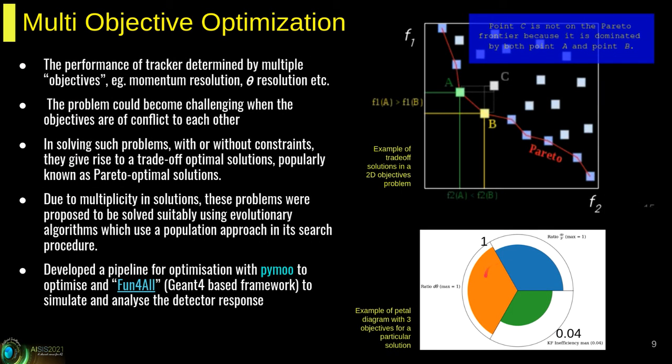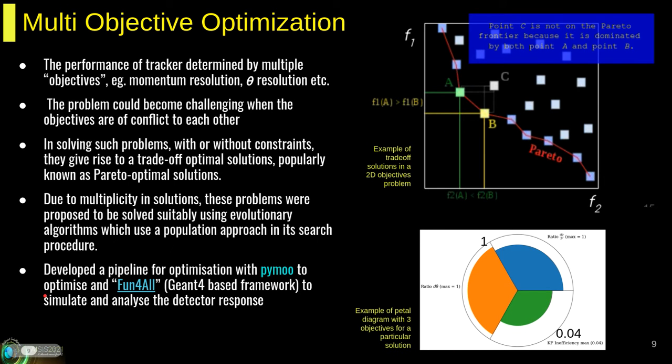Here is the petal diagram used to visualize the solution to the tracking problem. The blue and the orange petals are the ratios of the AI suggested design point resolution to the baseline. So, the smaller the radii, the better the performance of the new design point. The green petal is the Kalman filter inefficiency, which is a measure of the new solution in its absolute scale.